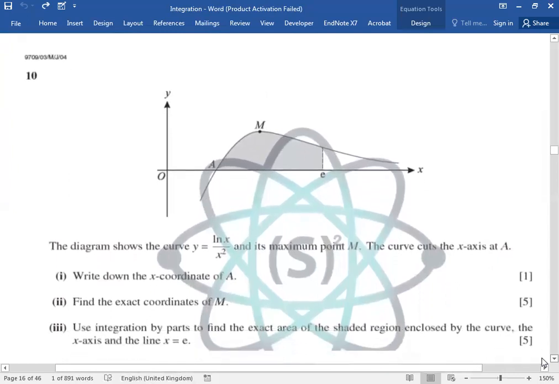Okay, class. I'm specifically concerned about the third part in this question. 1 and 2 हम differentiation में कर चुके हैं. So I want everyone to please pay very close attention to part 3. Use integration by parts to find the exact area of the shading. Well, you need to find the x coordinate of A. How do we find the x coordinate of A? Anyone?